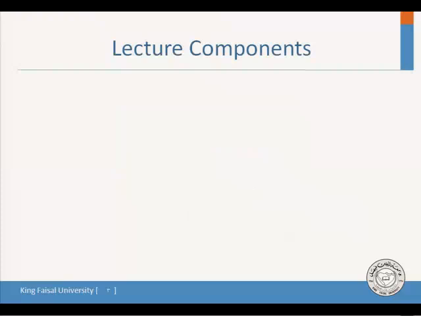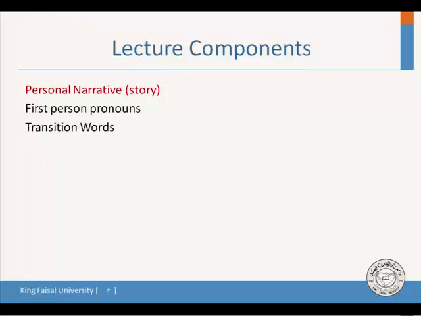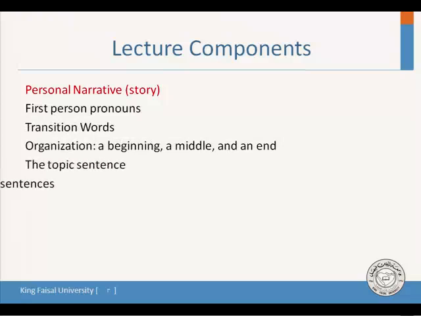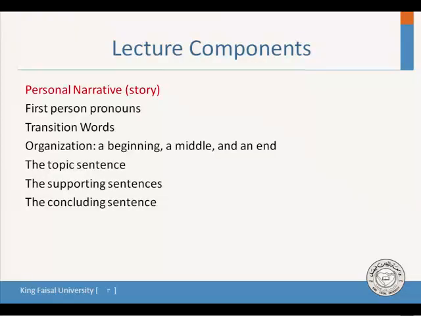The lecture components for today: we have the personal narrative story, like the story we studied in lecture 7, and we have first person pronouns, transition words, and organization: the topic sentence, the supporting sentences, and the concluding sentence. We studied some of these before, like organization: beginning, middle, and end. And we also studied some transition words.